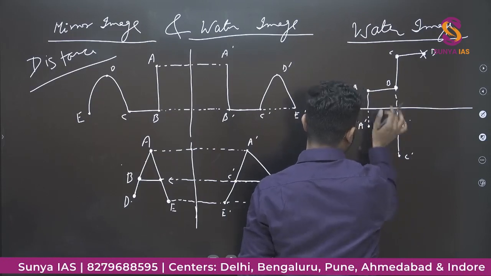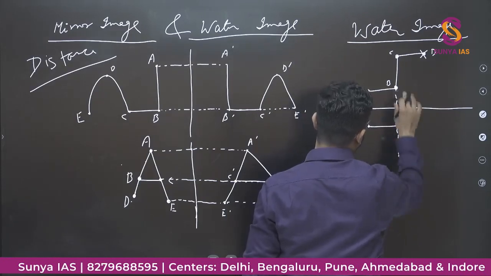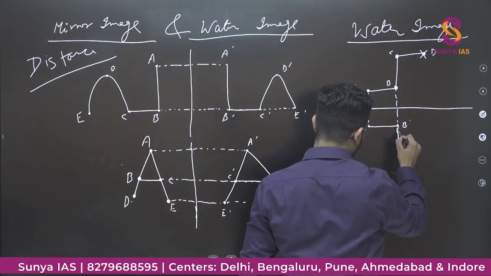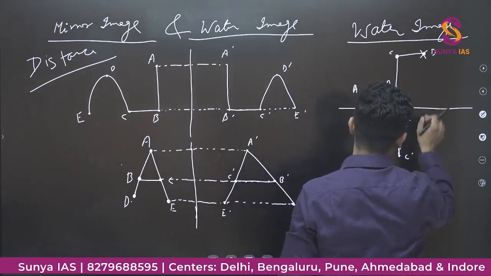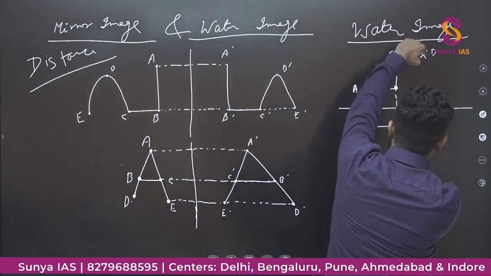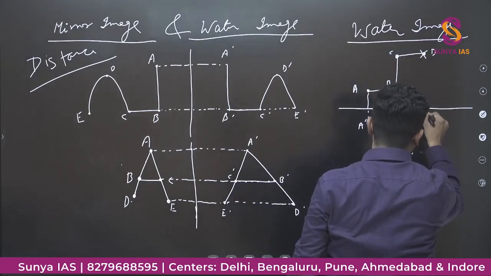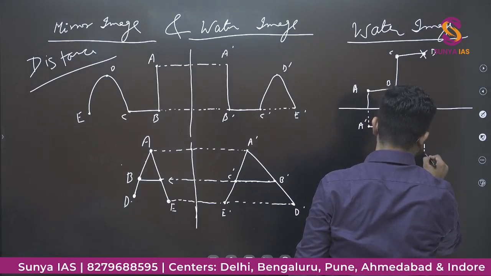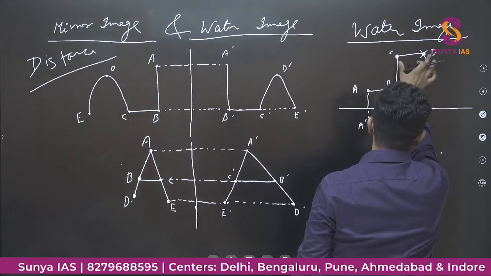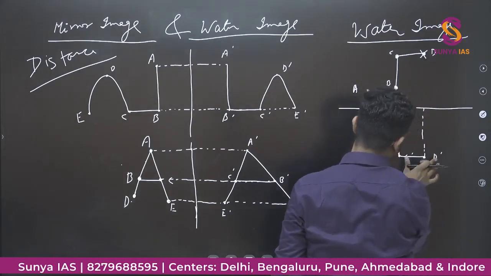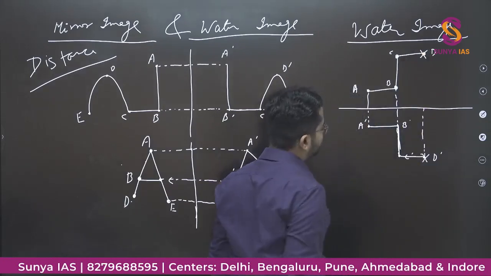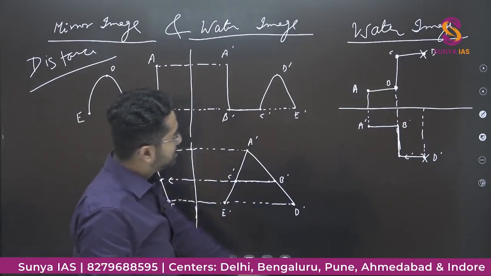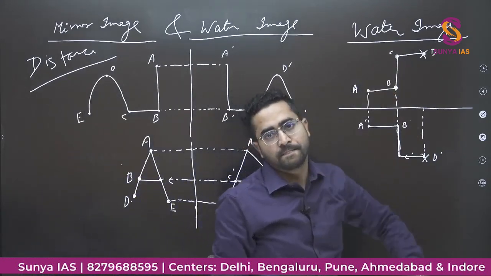C dash. Now if we see AB is a line, then A dash B dash is a line, BC is a line, then B dash C dash is a line. Now after C, there is this much distance to D. So if I take the same distance from here, something like that, this would be my D dash. So CD is a line, then C dash D dash would also be a line, and there is a cross at D, so I will mark this cross here. So this is the water image of this given figure.